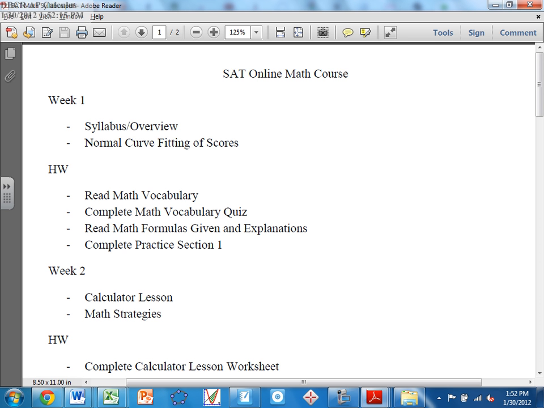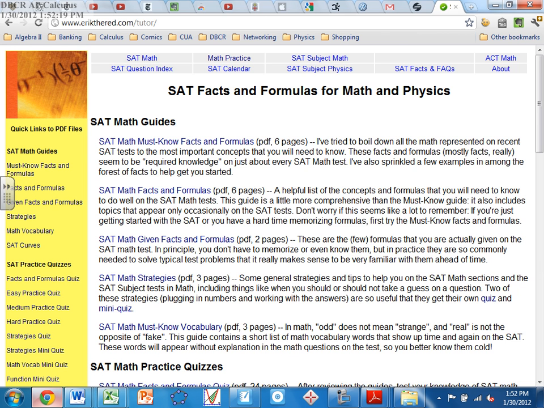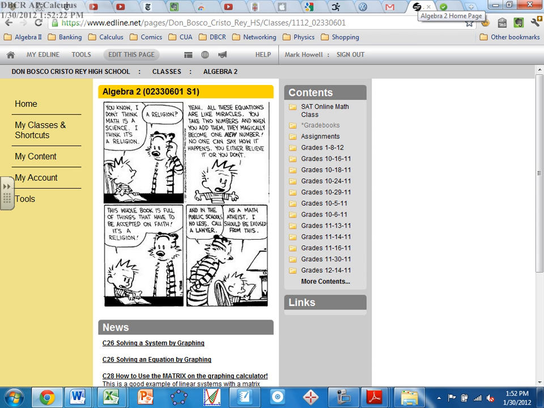Now, in order to actually access any of the documents we're going to be using throughout this entire course, we have to use the Edline interface. So if we simply take a look at the Edline page, if we take a look at our class, under my Algebra 2 section, you're going to notice that I've placed on the upper right a folder called SAT Online Math Class, if you're looking in this area right here.